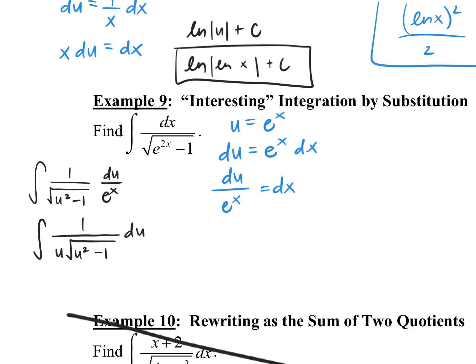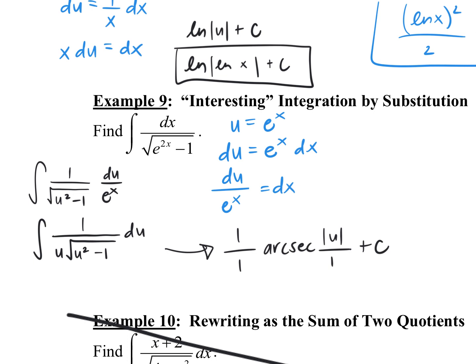Now what does that look like over there for your arc-trig functions? Looks like arcsecant, right? Looks exactly like arcsecant, where my a value is going to equal what in this case? 1. So I can go straight to my answer now. I've got the 1 over a, which is 1, times arcsecant of absolute value of u over 1 plus c.